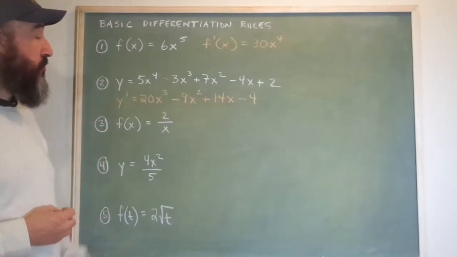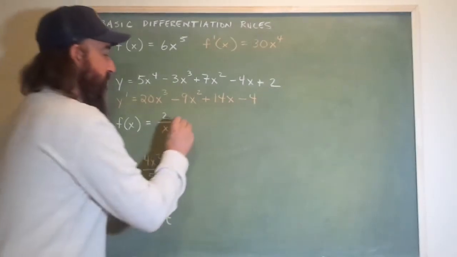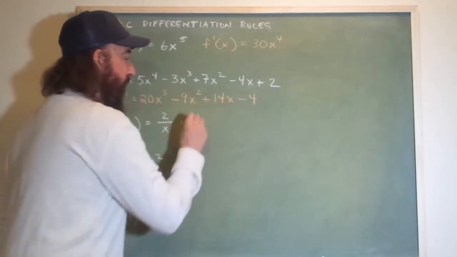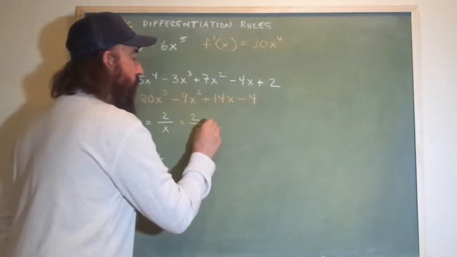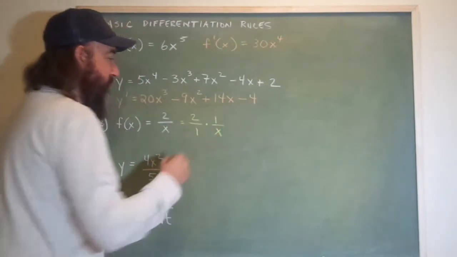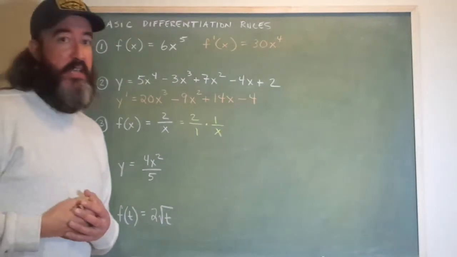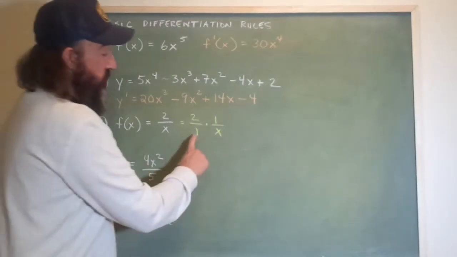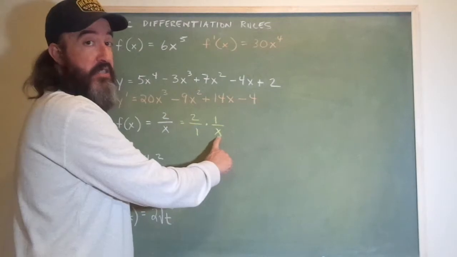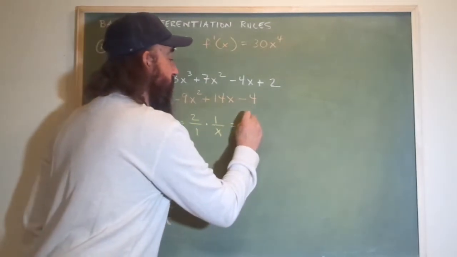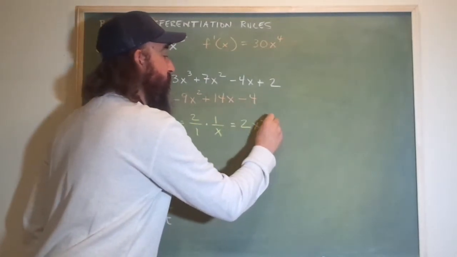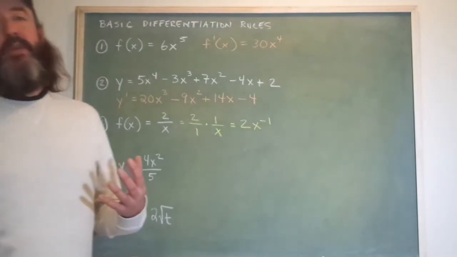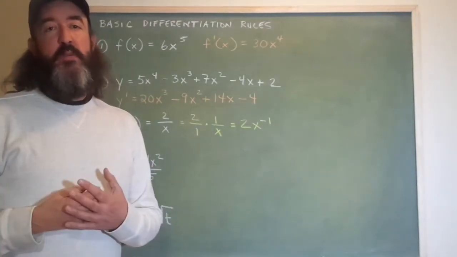What I'm going to do first is rewrite f of x. I'm going to think of 2 over x as 2 over 1 times 1 over x. That's the same as 2 over x. And I'm going to think of this as 2 times x to the negative 1. Let me rewrite this as 2 times x to the negative 1. Now I have it written in a fashion that we can use the power rule.